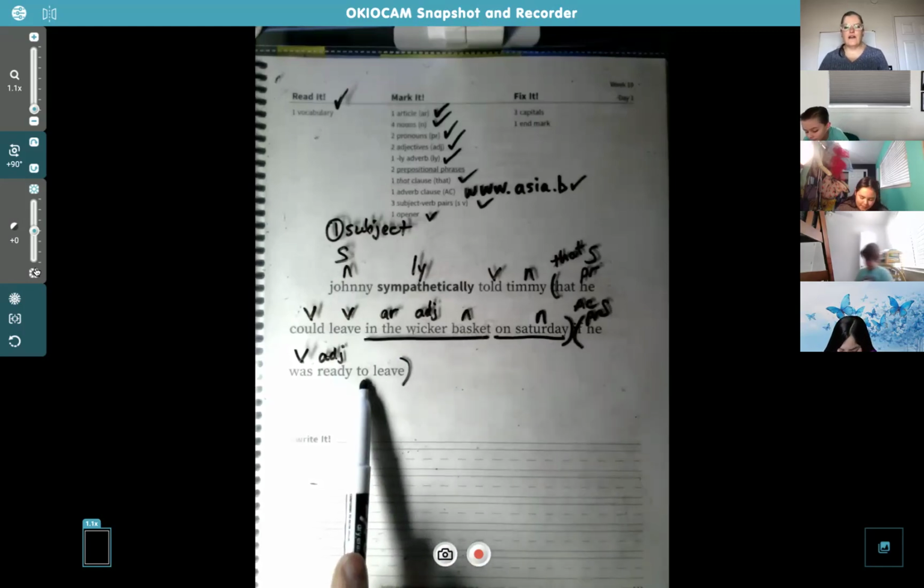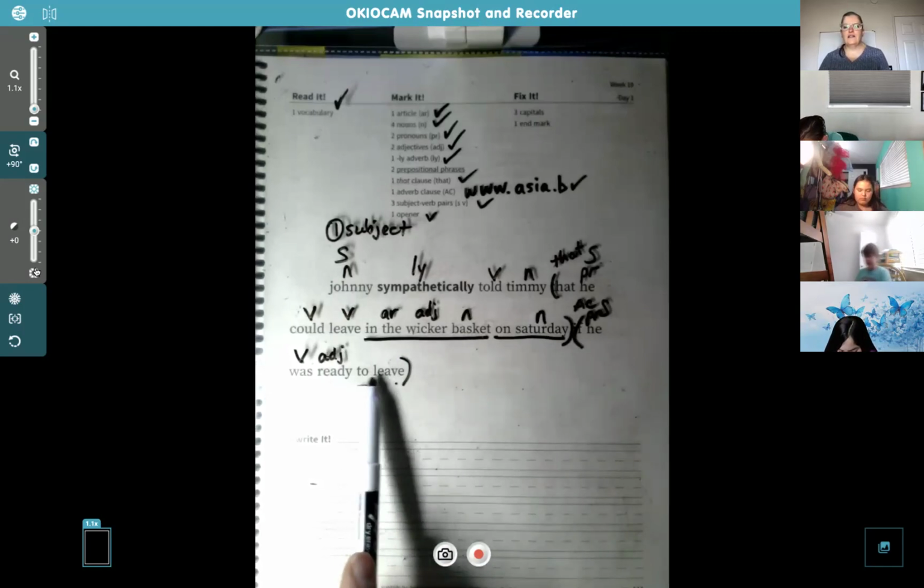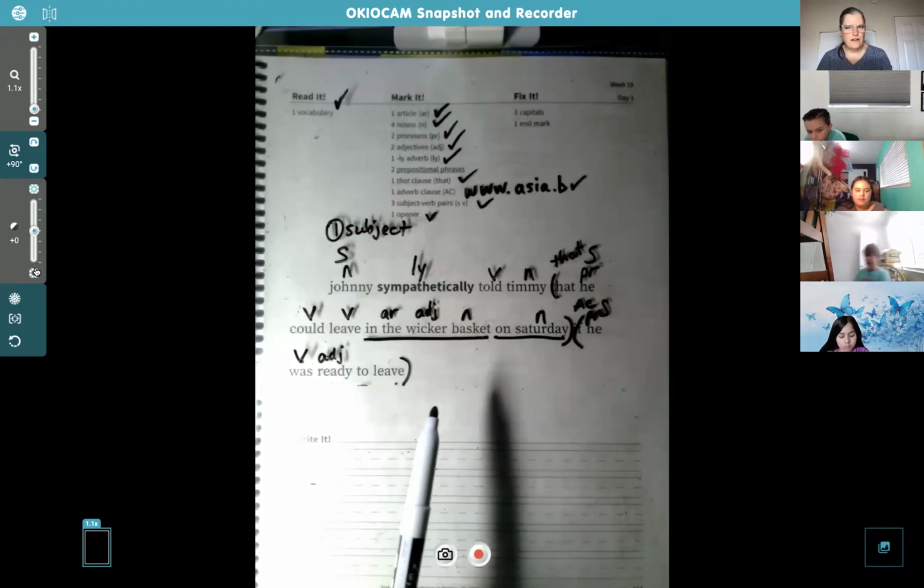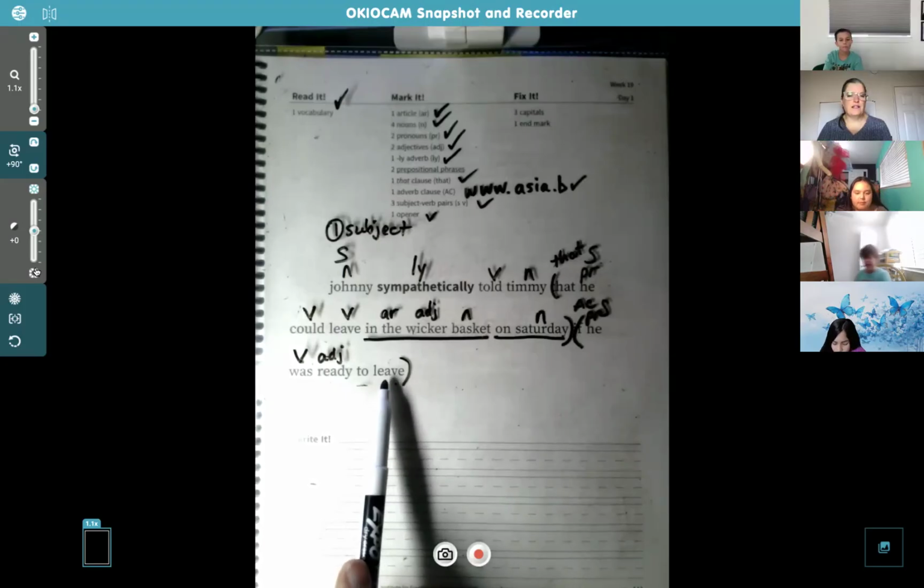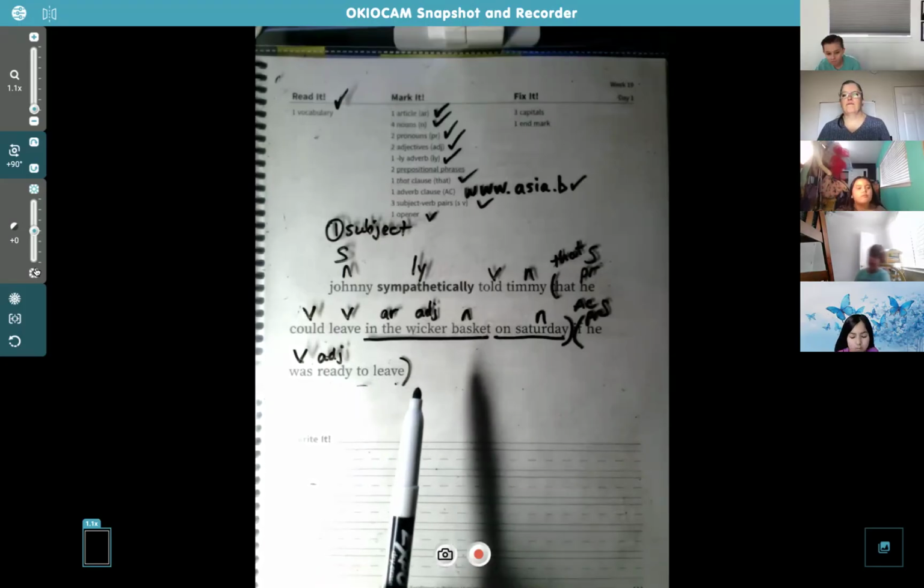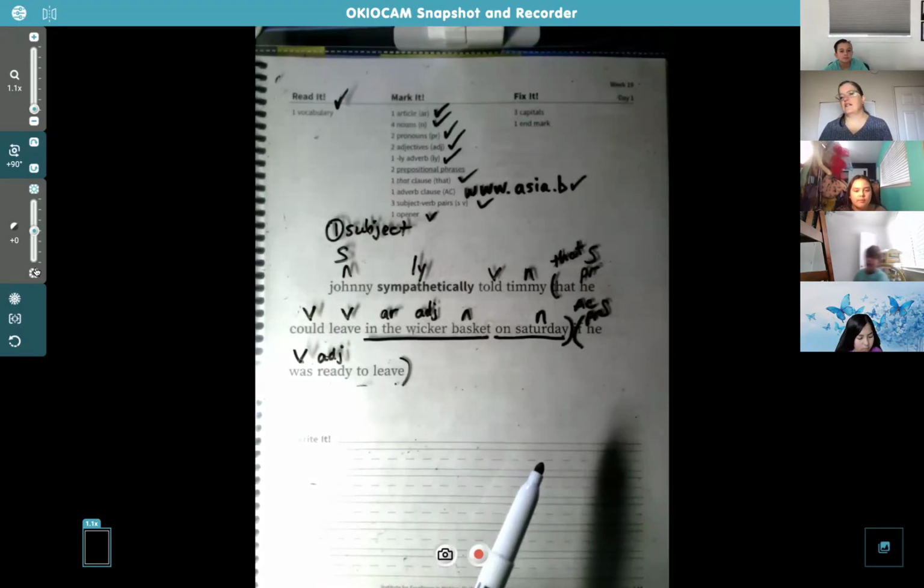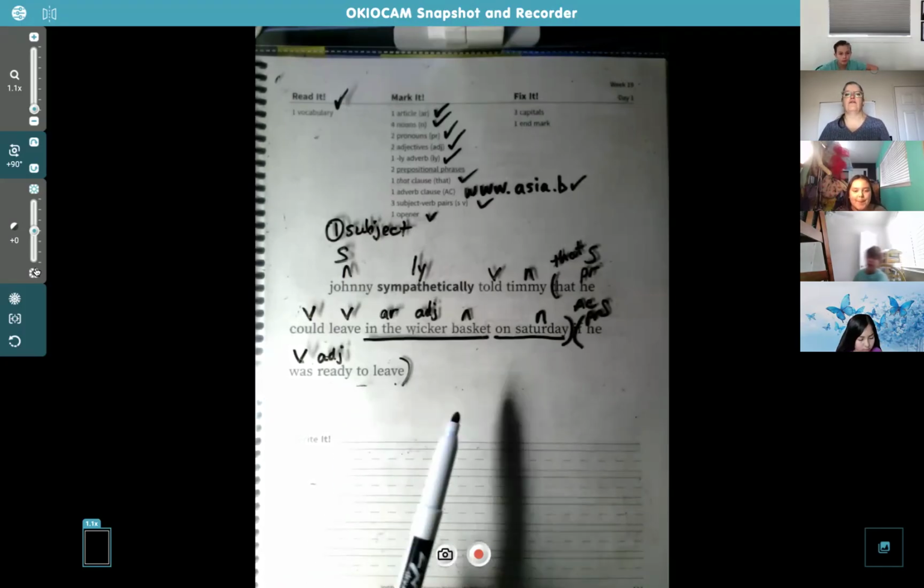The reason why we're not underlining to leave is because it's an infinitive. Leave could be a verb, but the way it's worded here, to leave, it's not a preposition, it's not a verb, it's an infinitive. Okay, Sawyer?